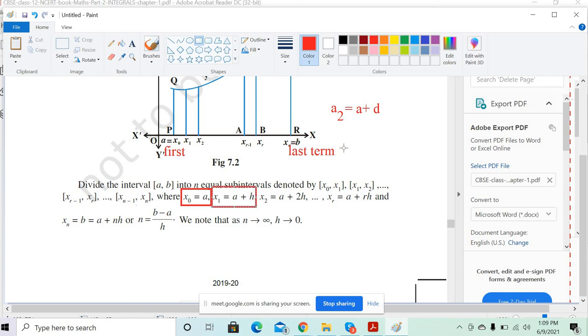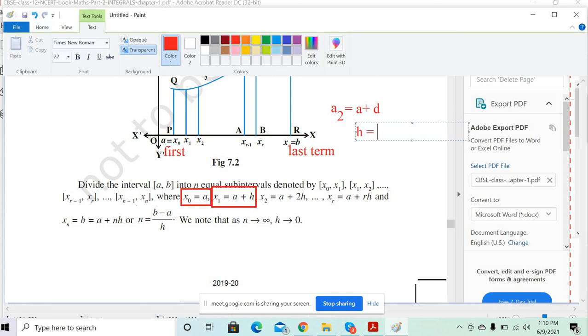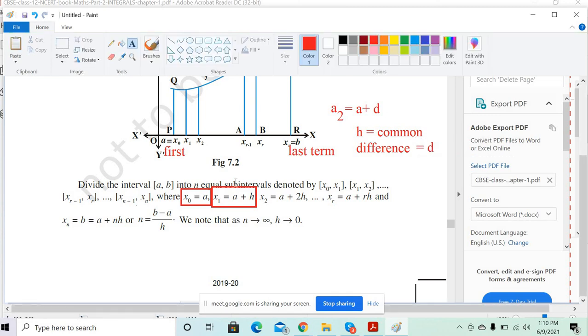Third term, a plus 2d. H is the small width, the common difference between x1 and x2, x2 minus x1 is the h. Got it? H is the common difference, because we express in terms of AP, right? Or we can say d, fine? So x1 can be given as a plus h, x2 will be a plus 2h, x3 and so on, fine?